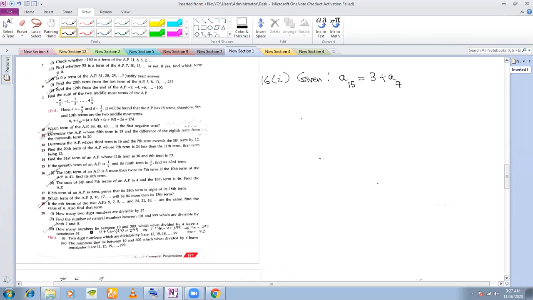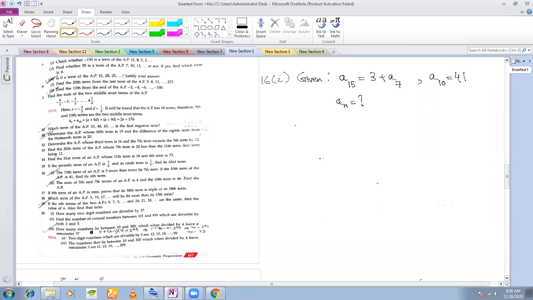So A15 is equal to 3 plus A7. If the 10th term of the AP is 41, okay, fine. So the 10th term A10 is given to be 41. Find the nth term. You need to find an. And an means whatever term that you will get in terms of n. Understood? So that is what it means.